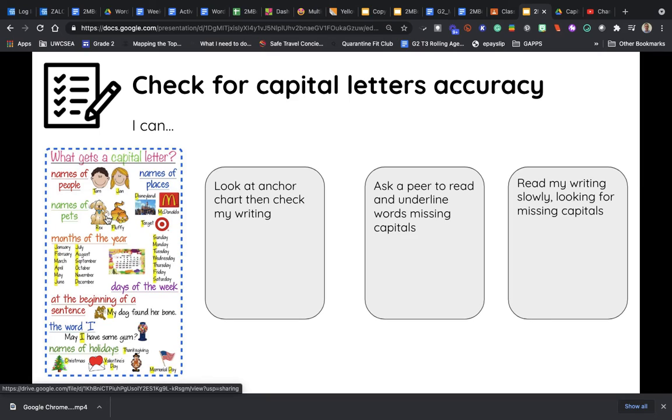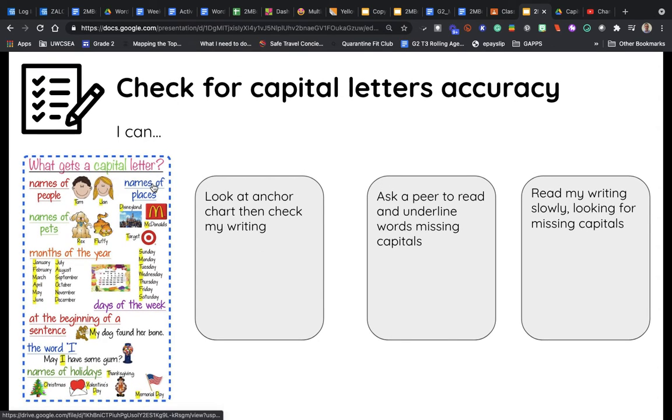So the three tips for this part of editing are, number one, look at the anchor chart on this poster, and go through all of those. Do you have months of the year? Have you put capitals at the start of the sentence? Did you capitalize the word I? If you haven't, go back and fix them.